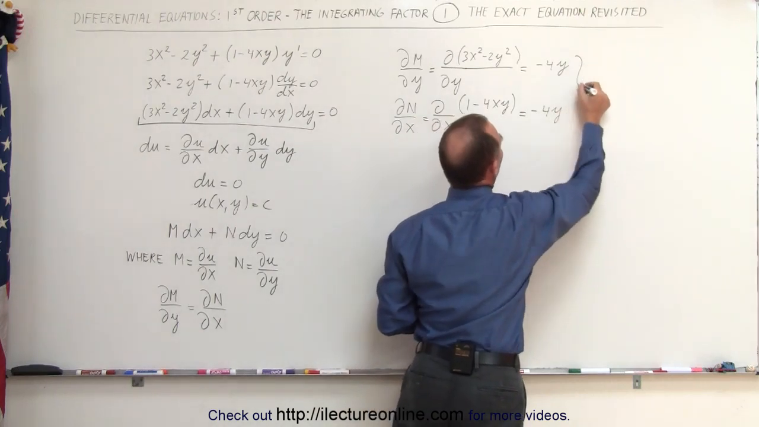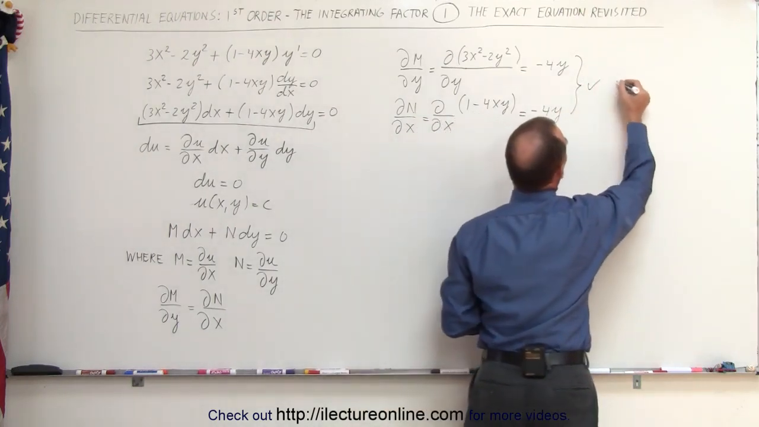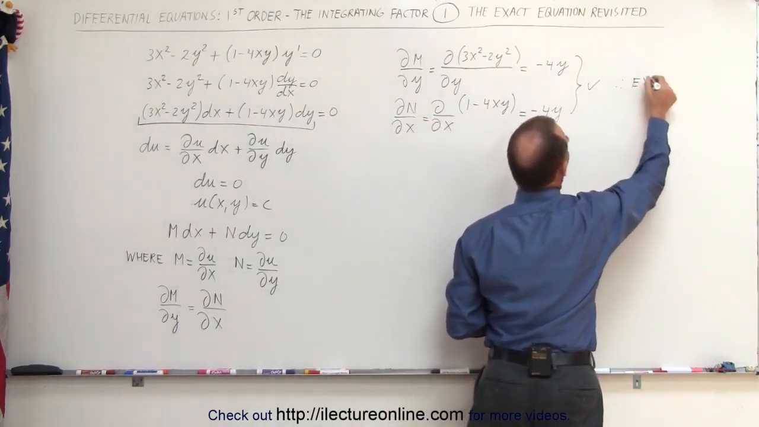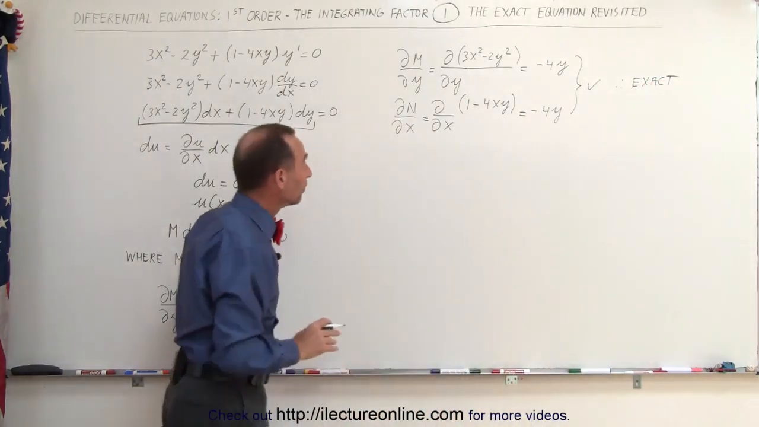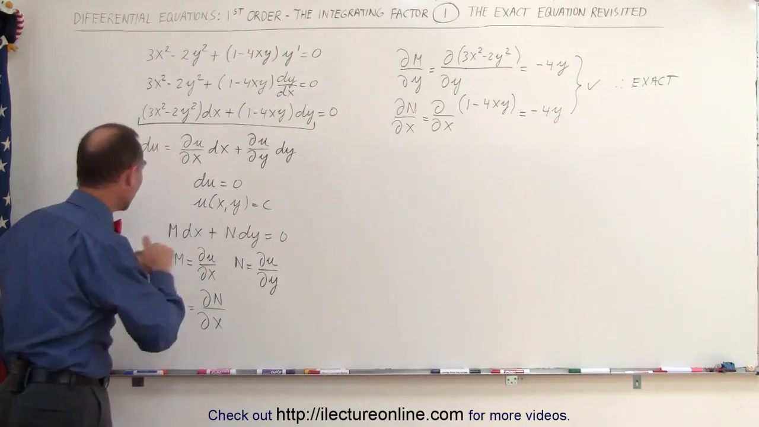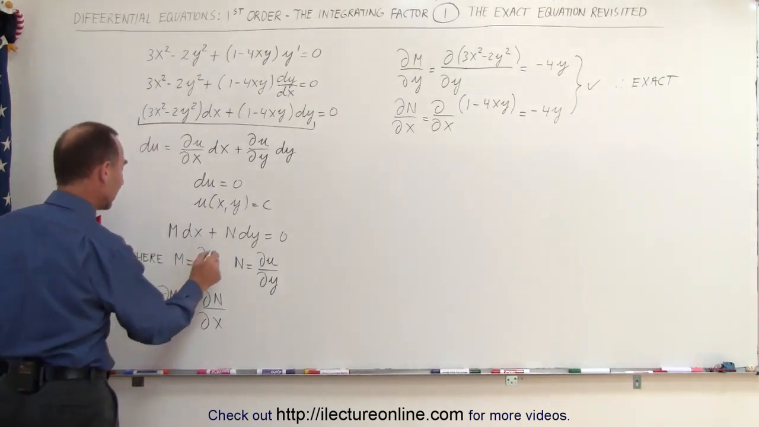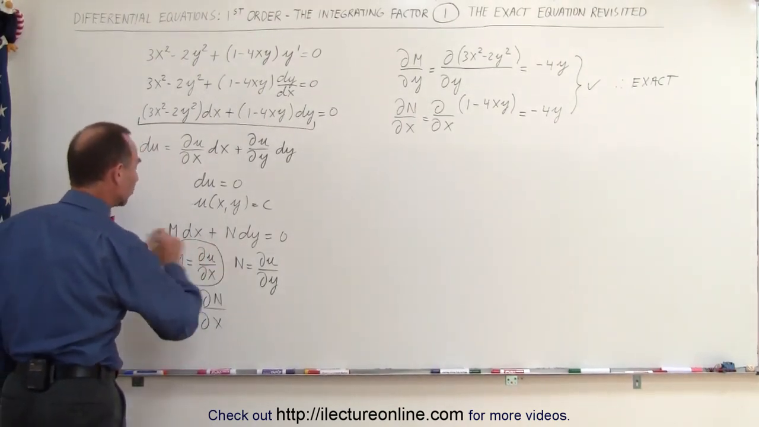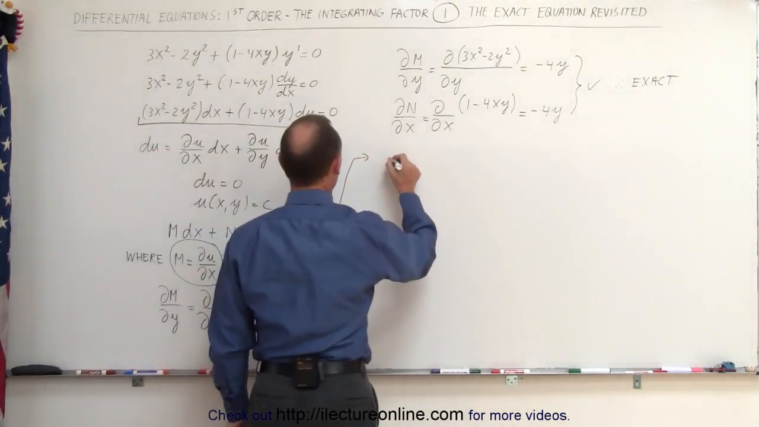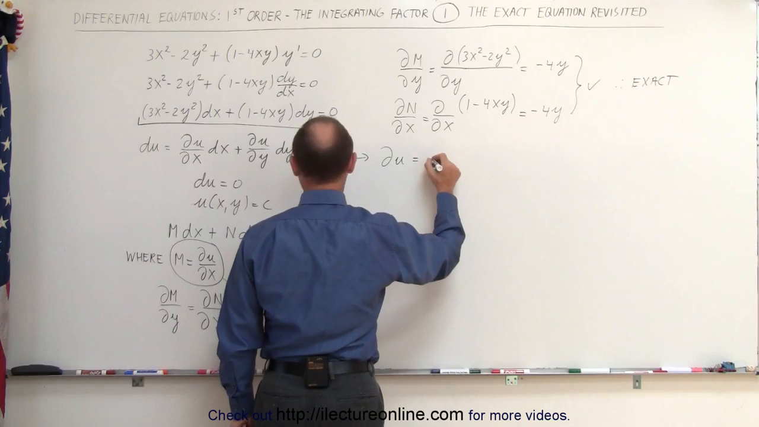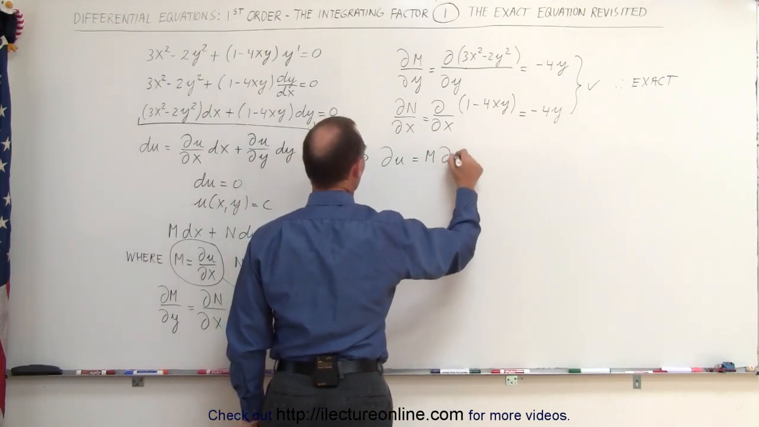And notice that these are equal to each other, so therefore we can say this is an exact equation. And then if it's an exact equation, we'll solve it as follows. What we can say then is we can go back over here and use this relationship right here, and say that the partial of u is equal to m times the partial of x.